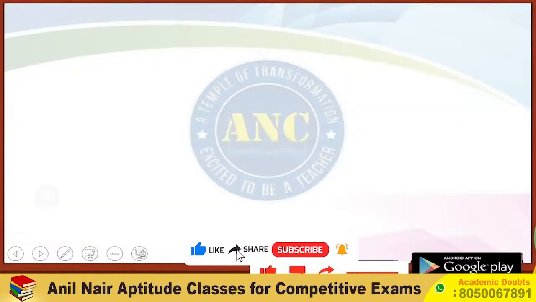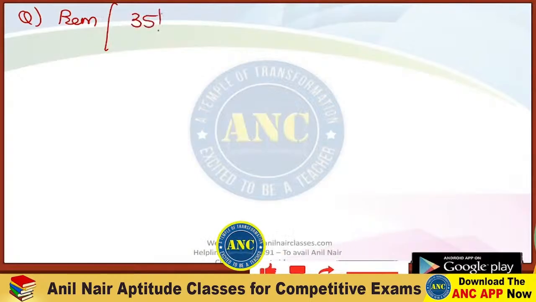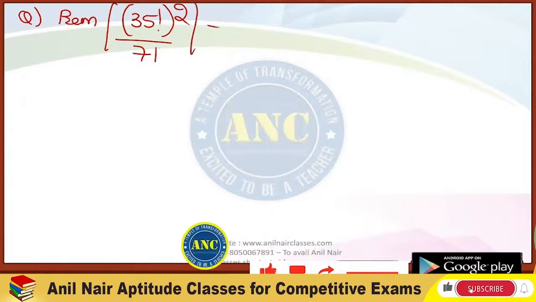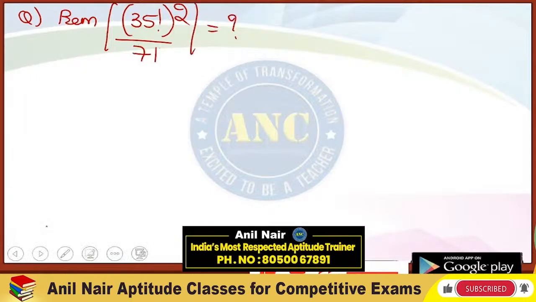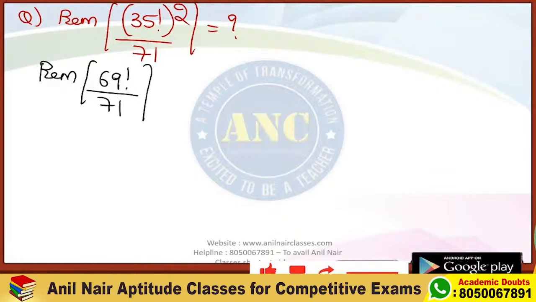Now let us solve another question. Remainder of 35 factorial whole square divided by 71. These are nothing but the remainder of 69 factorial divided by 71, which is P minus 2 factorial, as we took in the previous question.